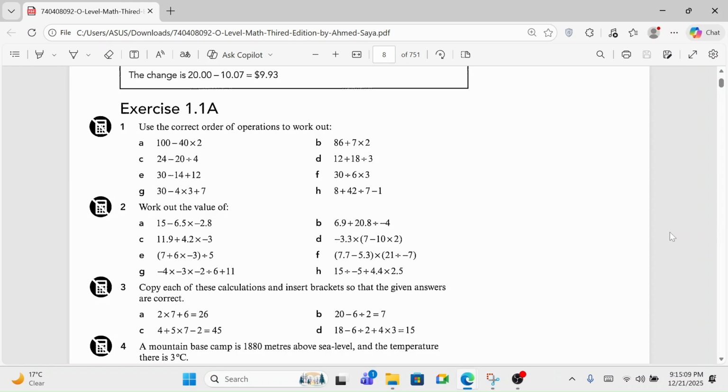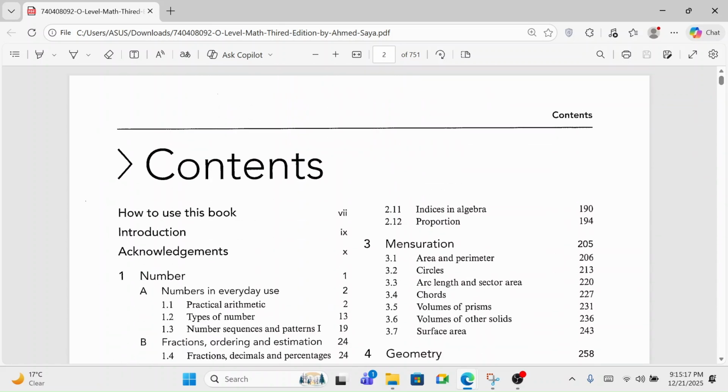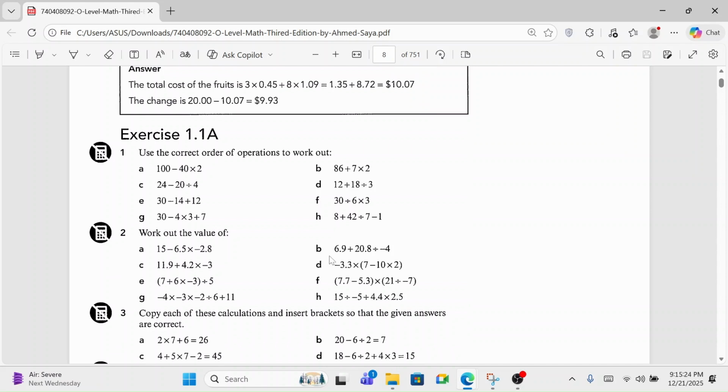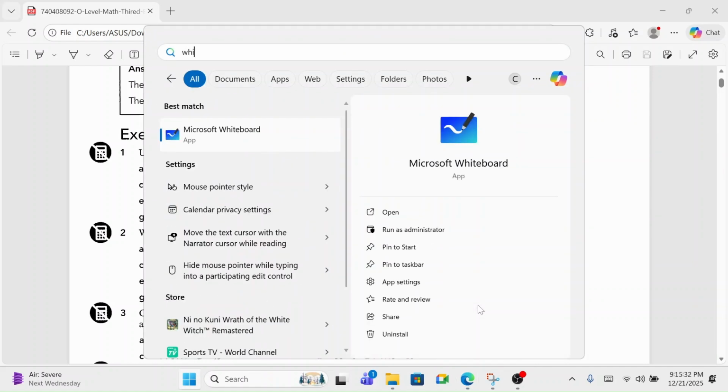Everyone, and welcome to another lecture for the Cambridge O-Level Mathematics D course book. In today's lecture, we will be resuming from where we left off in our last lecture. That was question number 2D. So, let's start. Open my whiteboard.